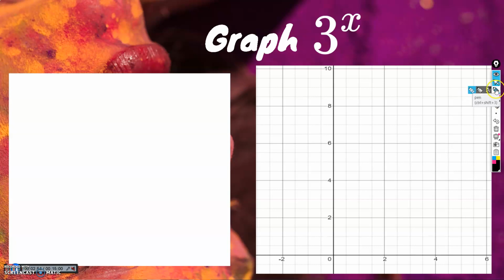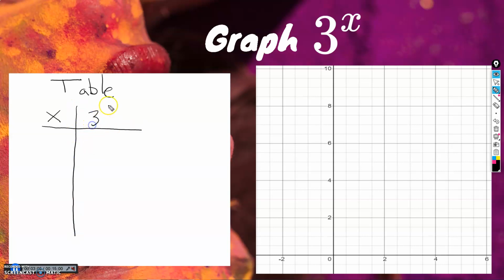Alright, if we want to graph 3 to the x, step 1, make the table. So our table will have our x values, and then what happens when we plug in x to 3 to the x. I'm going to always use the old faithful values of -2, -1, 0, 1, and 2, but you can pick anything for x. But if you're not sure what to pick, I always generally encourage these 5 points because they hit some negatives, they hit 0, and they hit some positives. It paints a good picture.